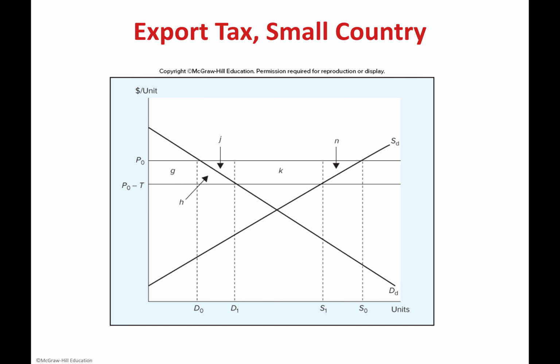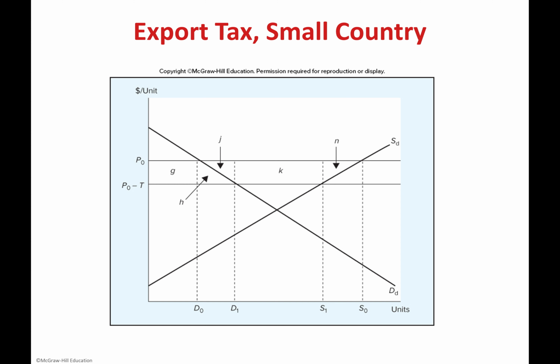So what's the change here? Well, you can see that originally the producer surplus for the foreign suppliers was that big triangle above the supply curve, S, and below P0. So the foreign suppliers are going to give up, because of the tax, that area of G plus H plus J plus K plus N. So that's going to be given up by the foreign producers. We look at the consumers.